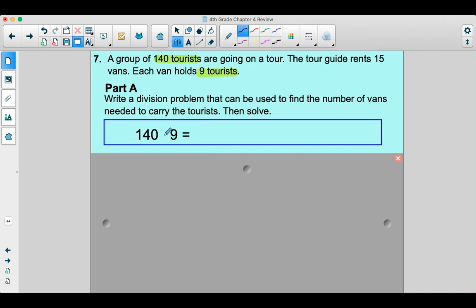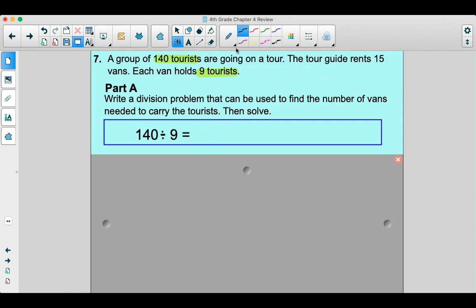All right, so here we go. Let's see. All right, write a division problem that can be used to find the number of vans needed to carry the tourists, then solve. Okay, so we did the first part, and now we need to solve it. So I'm thinking it has to be more than 10, because 90 divided by 9 is 10. 180 divided by 9 would be 20. So I know it has to be somewhere between 10 and 20. My quotient's going to be somewhere between 10 and 20.